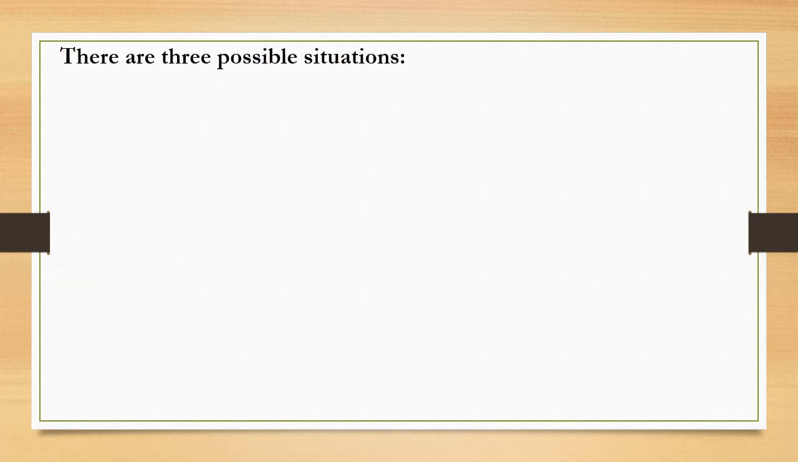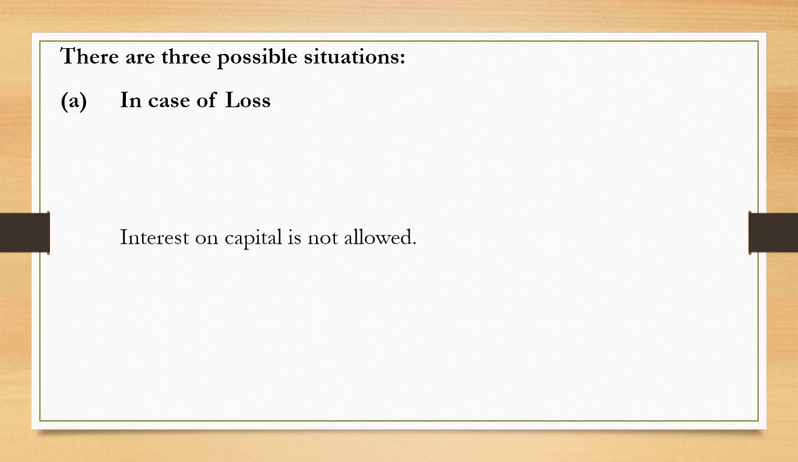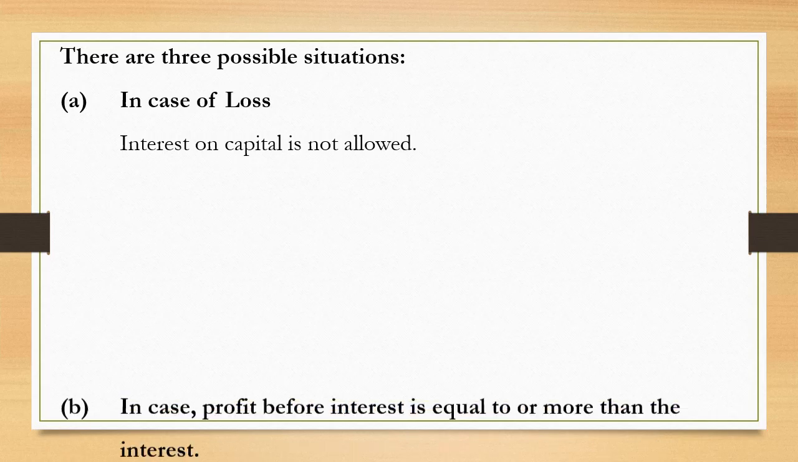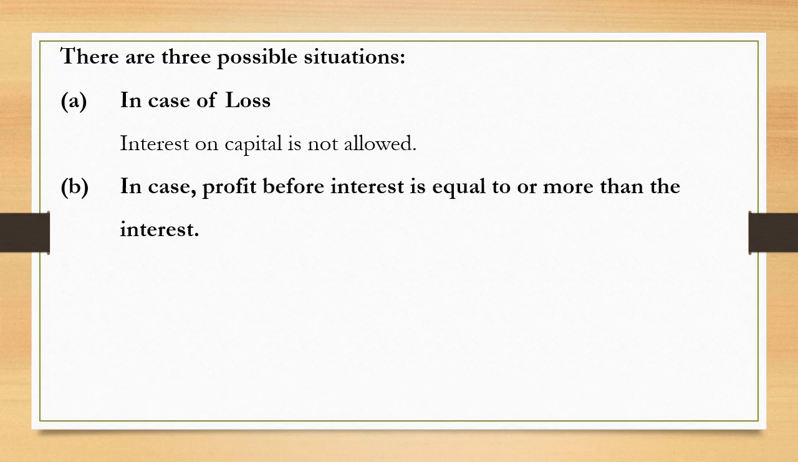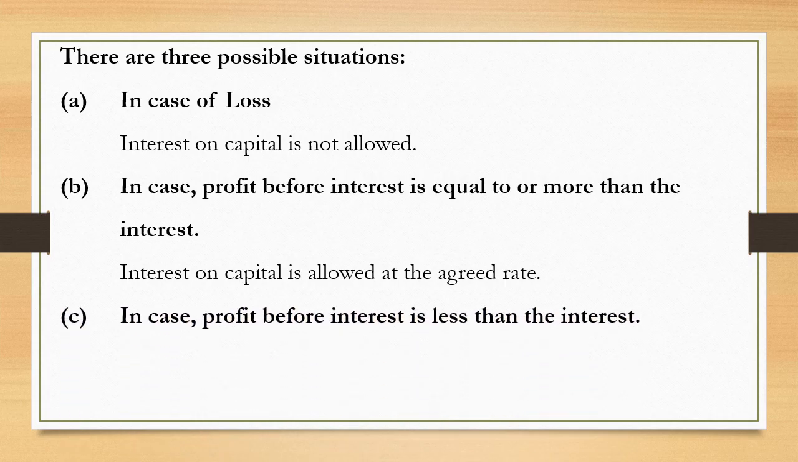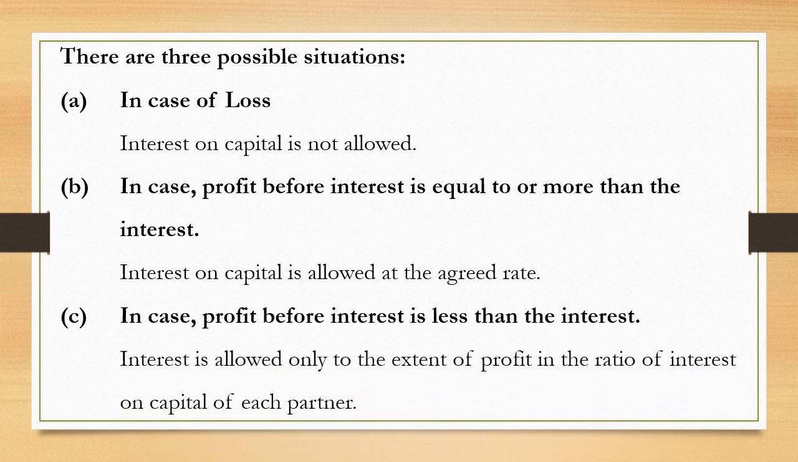There are 3 possibilities. Number 1, in case of loss, interest on capital is not allowed. Second, in case profit before interest is equal to or more than the interest, interest on capital is allowed at the agreed rate. Third, in case profit before interest is less than the interest, interest is allowed only to the extent of profit in the ratio of interest on capital of each partner.